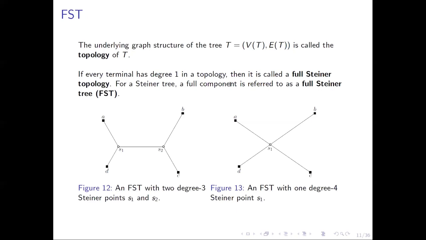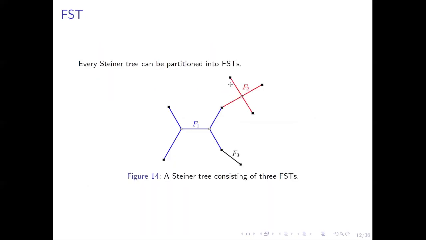So why do we want to talk about these FSTs? It's because every Steiner tree can be partitioned into these FSTs. This is an example of a Steiner tree, and we've divided it into these 3 different FSTs, which I've shown in 3 different colors, which I hope you can all see. You have 3 different FSTs, F1, F2, and F3 here. And they're all FSTs because within those FSTs, every terminal has a degree of 1.